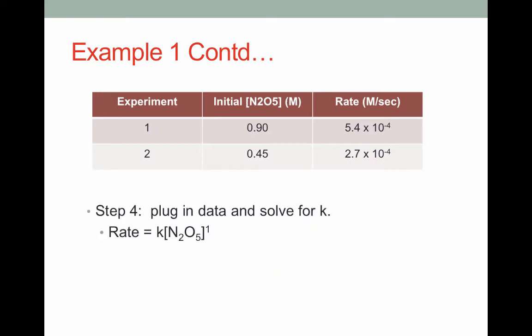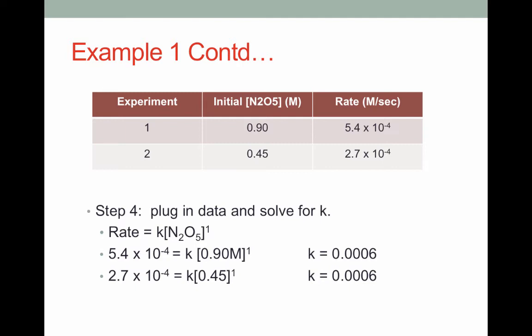From there, I can plug in rate data and solve for K. Using my rate law expression, I can plug in data from the first trial, rate being equal to 5.4 times 10 to the negative 4th, and concentration being equal to 0.9. Solving for K, I get a value of 0.0006. Repeating this procedure for the second trial, I see that I get the same value for K. With nice clean data like this, our K value should be consistent. When you run these trials in a lab, however, it tends to be much messier, so we often have to take an average value for K, given many trials.